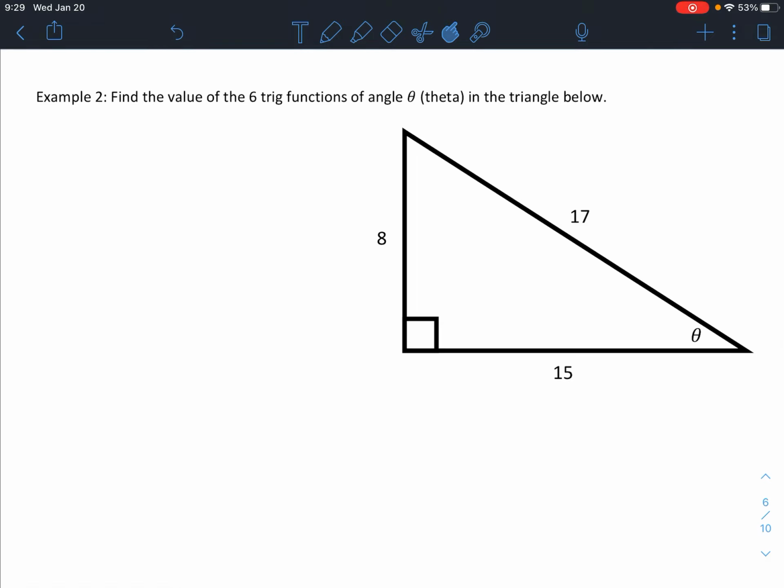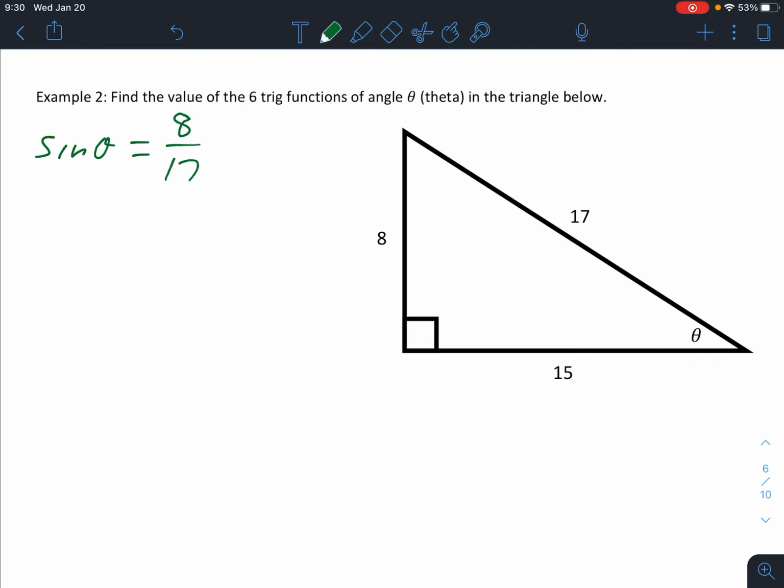Okay, here's another one. And once again, we're just going to walk through finding those 6 functions in any order. It doesn't really matter what order we do them in. I'm going to do them in a little different order this time. I'm still going to do the sine first. So the sine of theta, opposite leg over hypotenuse. Opposite leg over hypotenuse is 8 over 17.